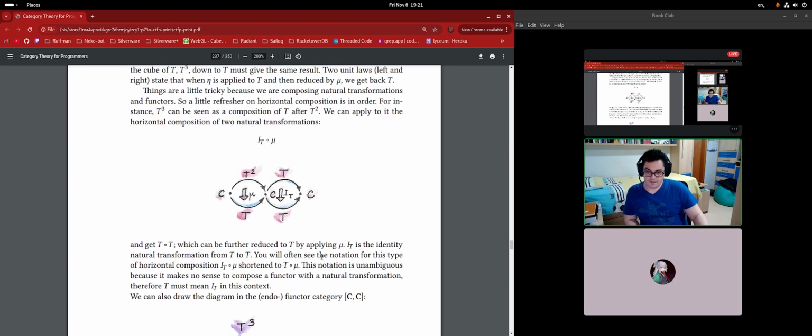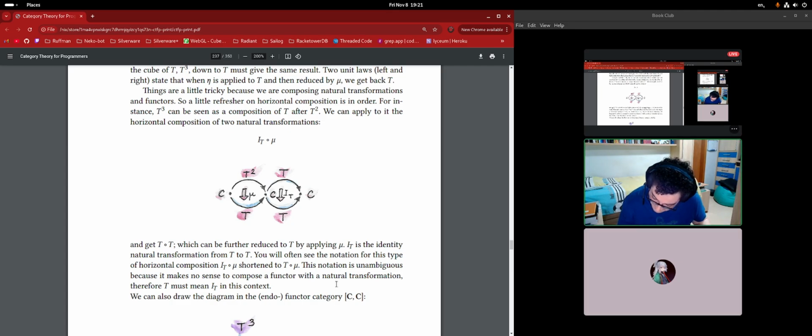So you often see this notation for this type of horizontal composition, and then this is the notation problem. No risk of confusion, then, because the argument is that it cannot be bad because it makes no sense to compose a function with a natural transformation, which is kind of, well, I wouldn't say it's not fair. It is just unnecessary. It would be a type error otherwise.